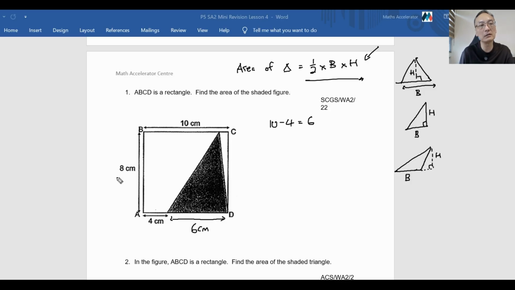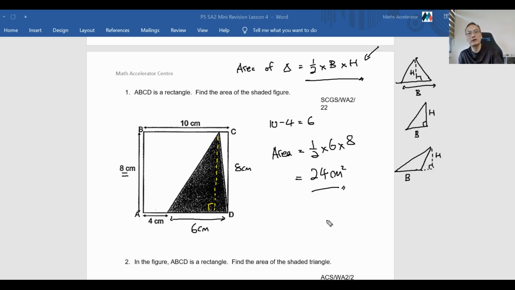The height of this triangle, as you can see, it is indicated here, is 8. If you can make it clearer, this is the height. It meets the base at right angle. So this dotted line is 8 cm. So now we can carry out the formula to find the area of this shaded part. It will be half multiplied by 6 multiplied by 8, and we will arrive at 24 cm squared. Once you're able to identify the height and the base, then it's very easy to apply the formula.